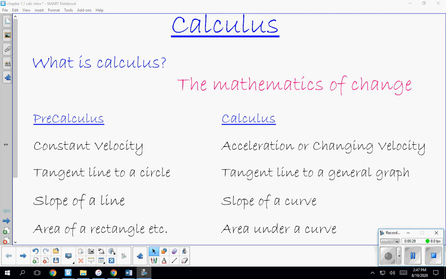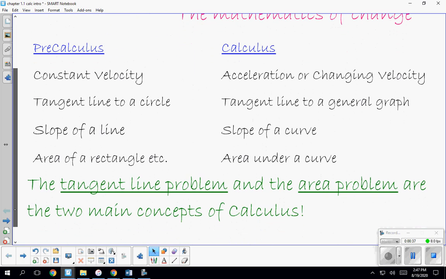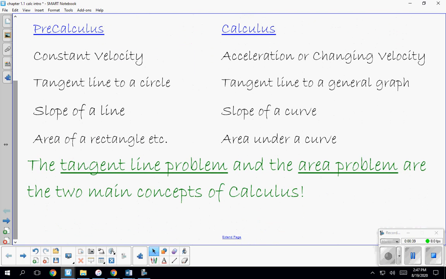So maybe you're running, but you're running at different speeds the whole time. When you drive on a highway, you're constantly changing speed. So that's a big difference. This year, the two main things we're going to be doing are the tangent line problem and the area problem. The whole first half of the year is going to be all about the tangent line, and then the whole second half of the year is all going to be about the area problem.